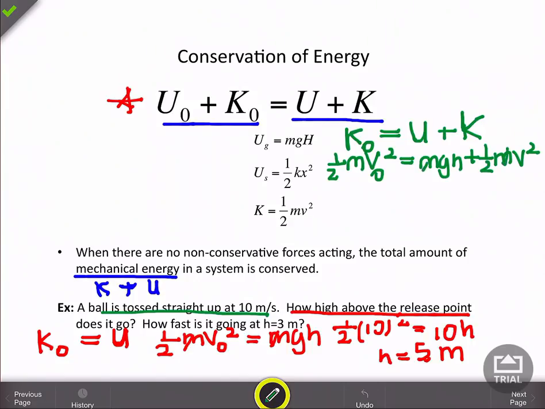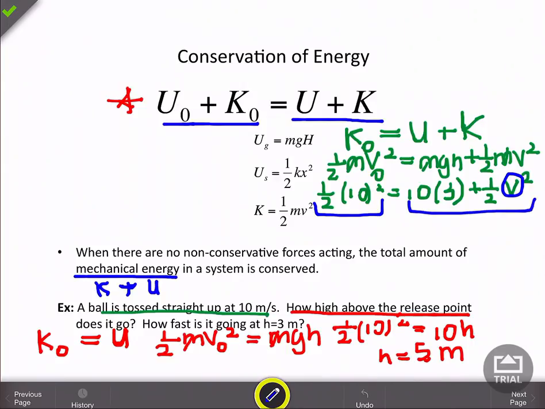Again, all my masses cancel out. I've got 1/2 times v initial, which is 10, squared, is equal to g times, I know that I am at a height of 3 meters, that is now my final location, plus 1/2 v squared. And you can use this formula now to solve for this velocity. Again, the total energy is always the same. So my initial energy is going to equal my final energy at any location.